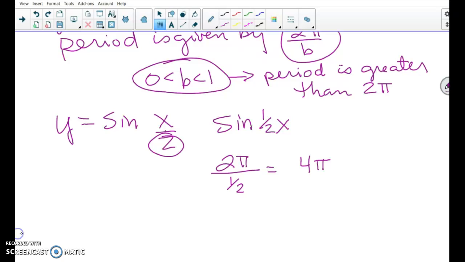Let's take a look at a different one. If we had y equals the sine of 3x, that 3 is our b value, we would again take 2 pi over 3.